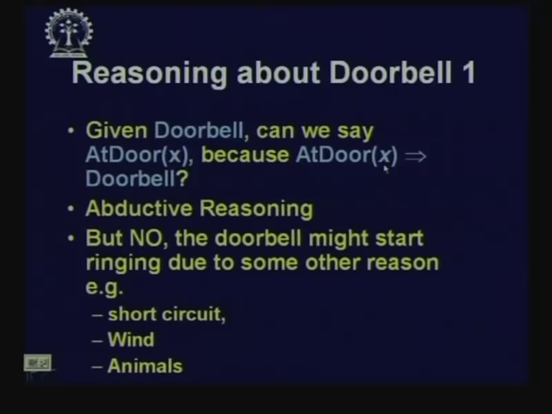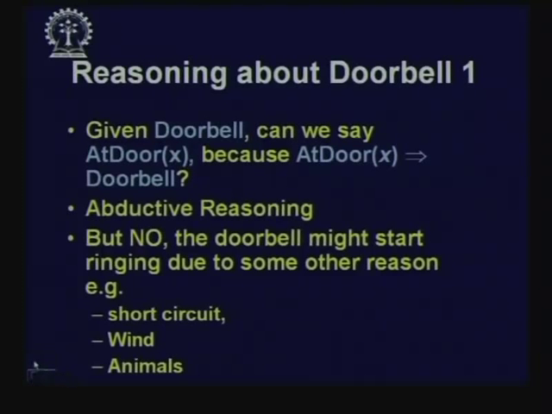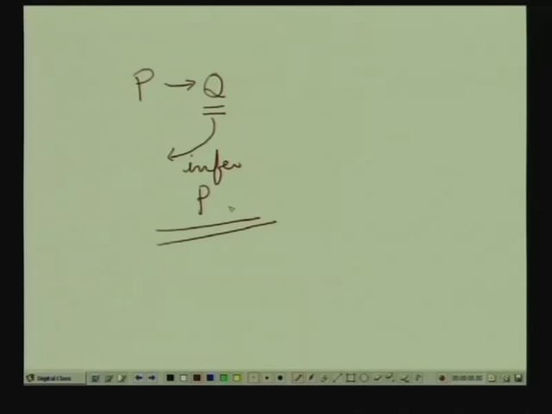But using our common sense or day to day style of reasoning, often we tend to conclude that if there is a doorbell, then someone is at the door, although according to deductive reasoning, that may not be true. So, if there is something like P implies Q and we find Q is true, then we infer P. This may not be correct according to deduction, but that is what we often do, and this sort of reasoning is known as abductive reasoning.